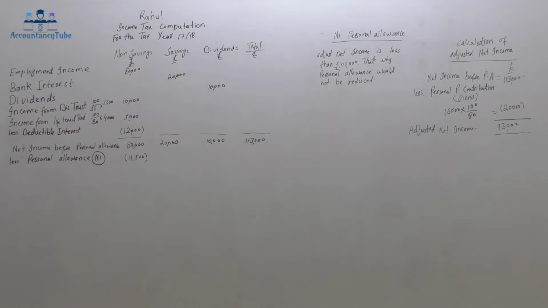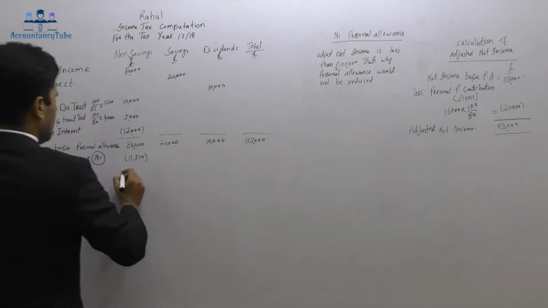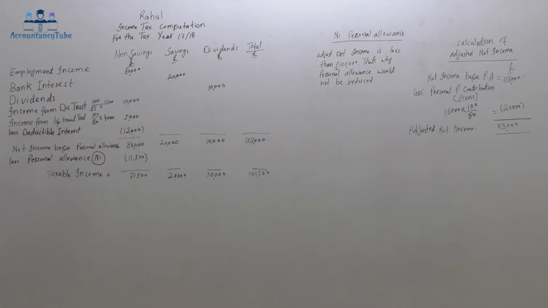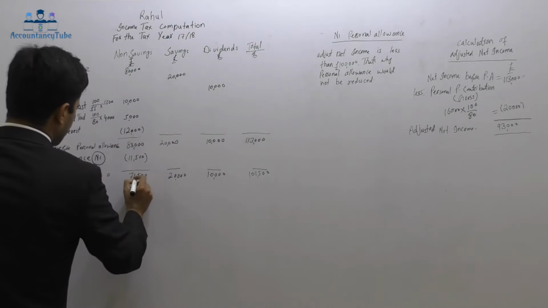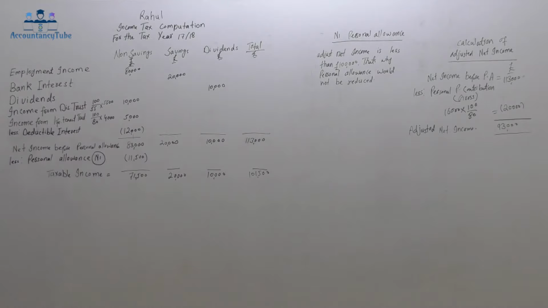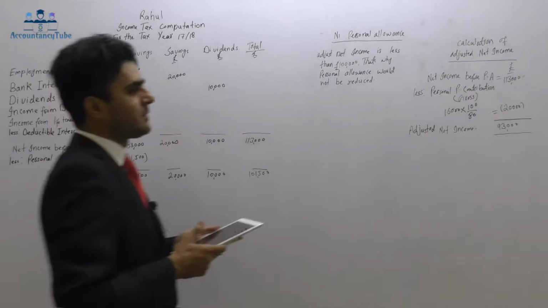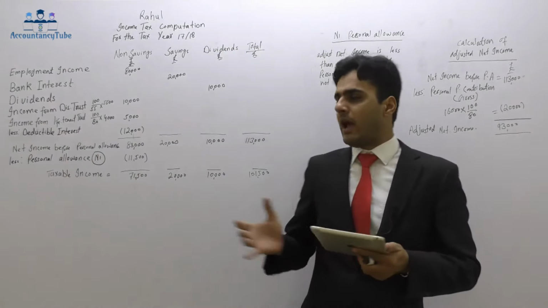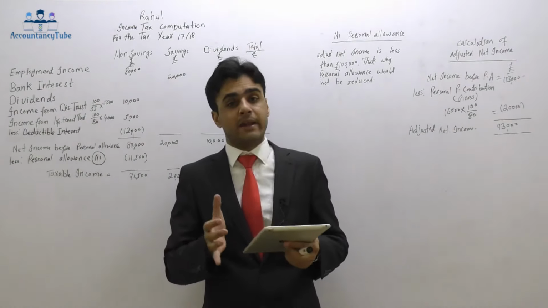So after the deduction of the personal allowance, taxable income is 71,500 in the non-savings section, 20,000 in the savings, and £10,000 in the dividend section. Altogether, it makes 101,500. Right, so that is our taxable income. Now, on this amount, we have to calculate the tax. How to calculate the tax? We have to calculate the tax according to the tax banding.